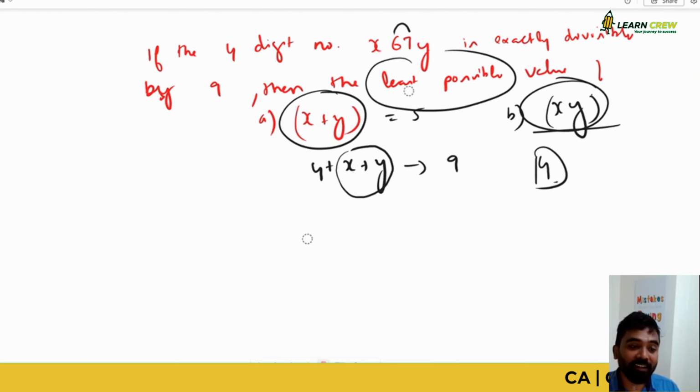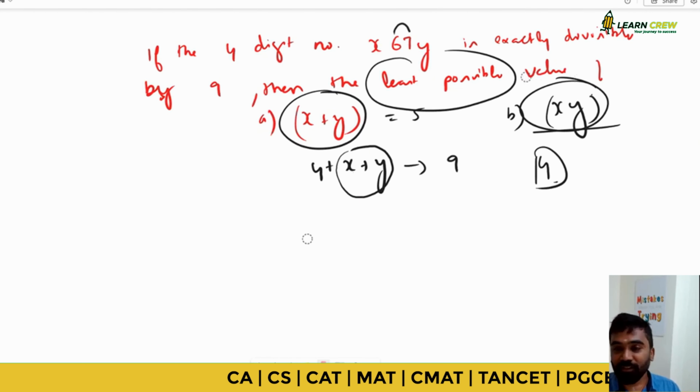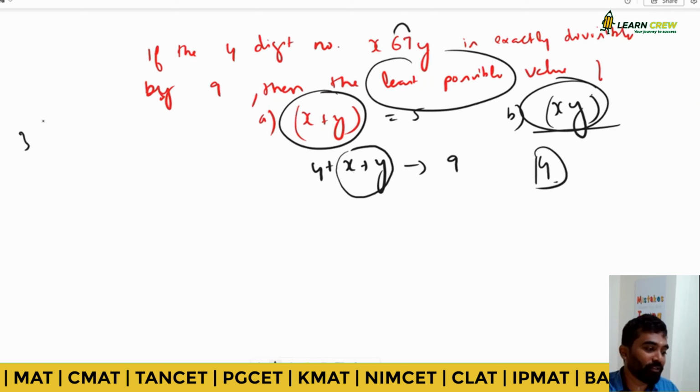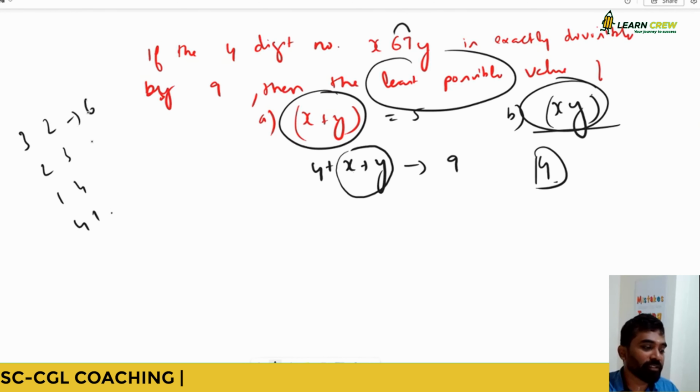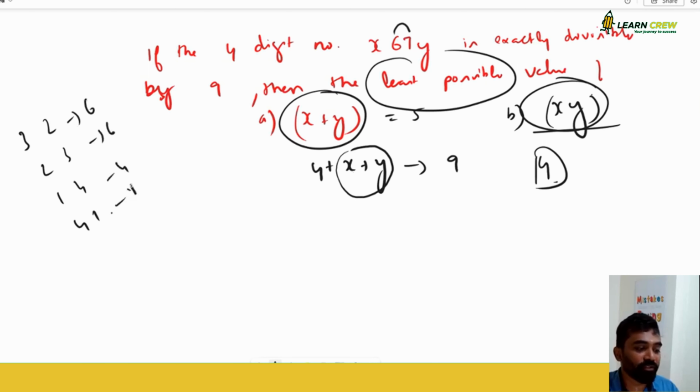So they're asking for least possible value. If this is 3 2, 2 3, 1 4, 4 1, here if you multiply, there's going to be 6, there's going to be 6, there's going to be 4, there's going to be 4. Obviously, the least possible value has to be 4.